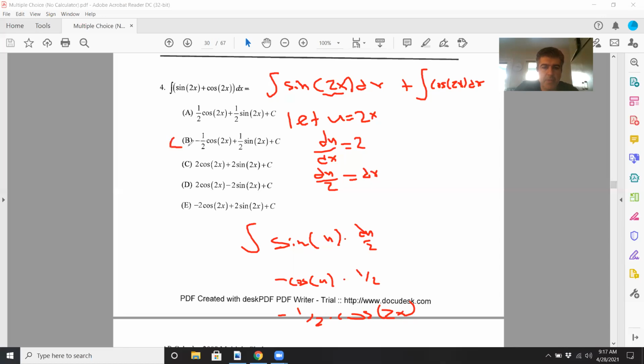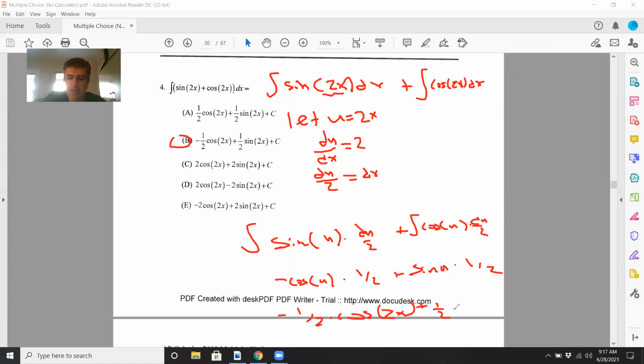So it looks like B is going to be the winner, because then for the next one, integral cosine u times du over 2. Integral cosine is sine, because the derivative of sine is cosine, so sine u times 1/2. So we get plus 1/2 times sine 2x. And of course, don't forget the plus c at the end.